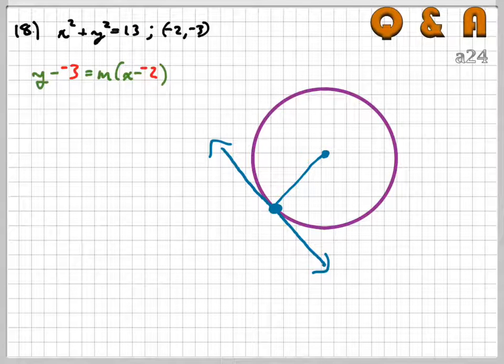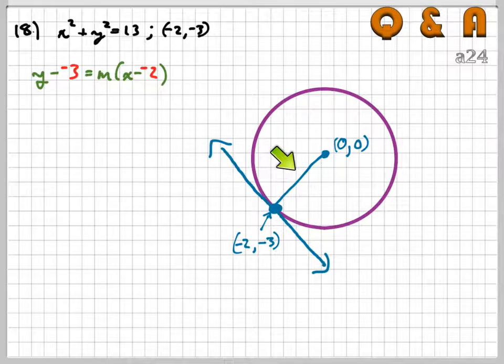Okay. Now we know that this point over here on the line is (-2, -3), because that's given to us in the problem. Do we know this center point? Yeah, that one's (0, 0). It says it's centered at the origin in the problem. Okay, so why do we need those? Well, we need those because we need to find the slope of this line.